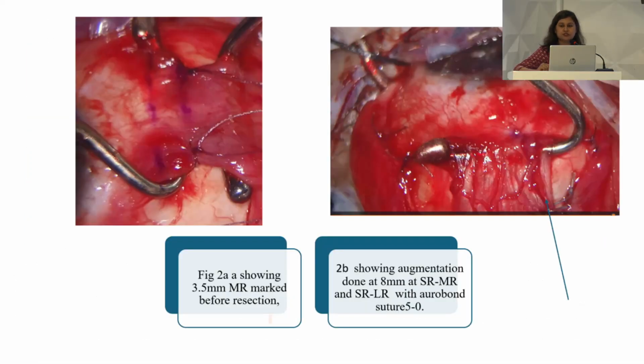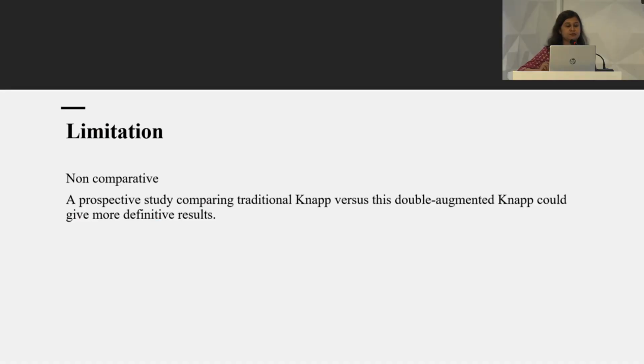So this is the figure showing where medial rectus resection was done in all cases with 3.5 mm marked, and this figure shows both the lateral rectus and medial rectus transposed near the superior rectus with augmentation done at 8 mm. So the limitation of our study is that it is a non-comparative study.